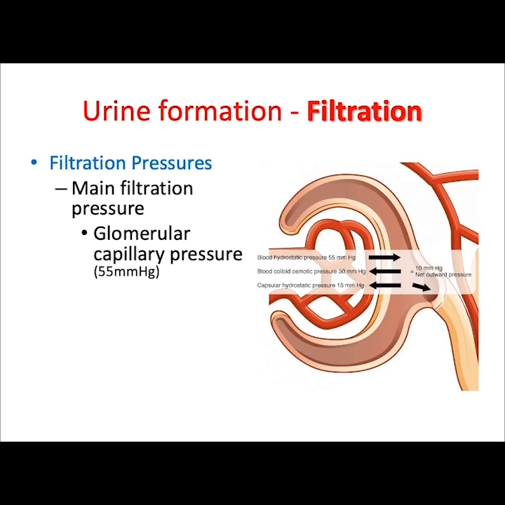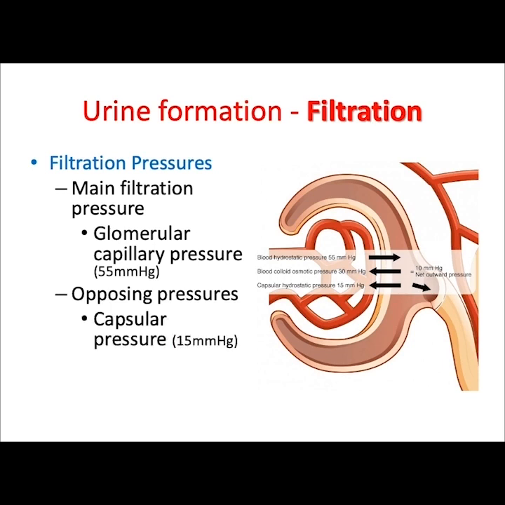Once protein-free plasma is filtered from the glomerulus into the glomerular capsule, the fluid will be called filtrate. There are 2 opposing pressures. By opposing, what I mean is that these pressures move the filtrate back into the glomerulus. The first opposing pressure is called the capsular pressure. It is 15 millimeters of mercury. The capsular pressure is the pressure of the filtrate up against the capsular wall. It remains low because the filtrate is constantly moving into the proximal convoluted tubule.